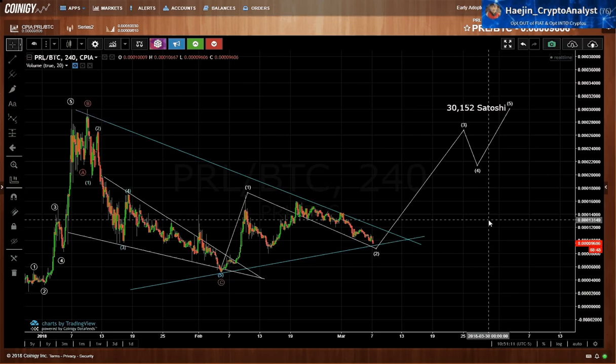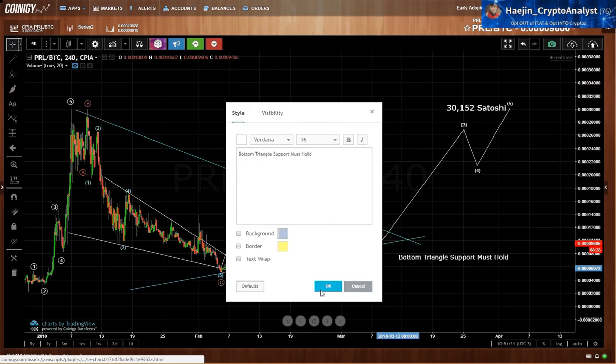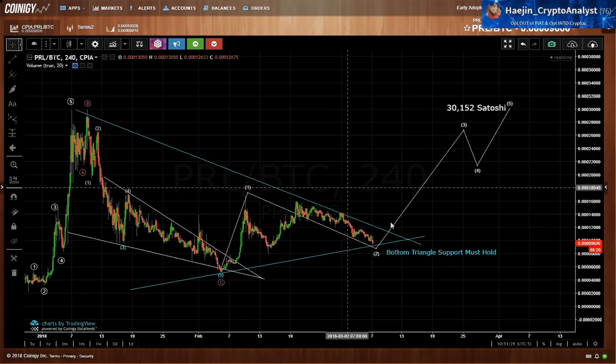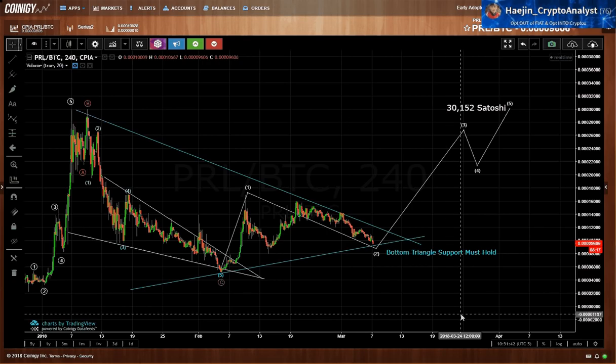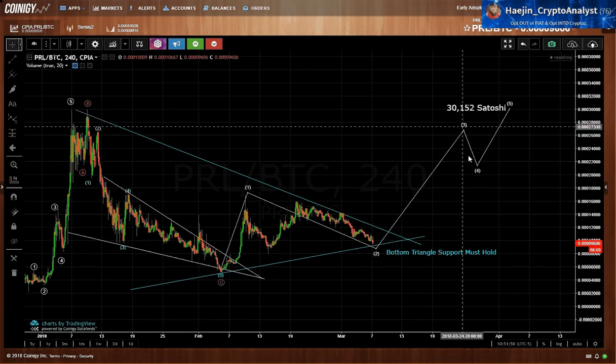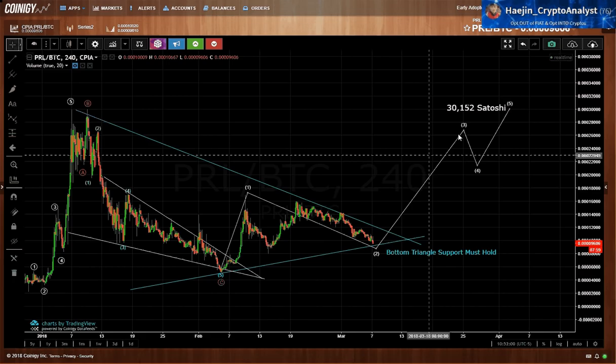In order for this to hold, bottom triangle support must hold. Because if it gets broken decisively, it'll be a different count of A, B, and maybe C down. So if these blue lines can support, hold a support, I think we can see the beginning of the continuation of the impulse. And again, I said this is pretty short. If there's a new bull market coming, all of this is going to be extended upwards. I'm being conservative right now.